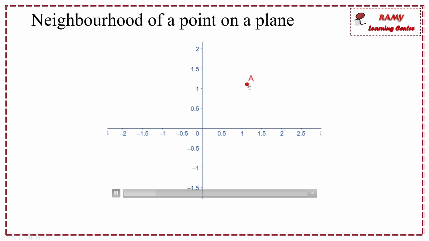And what is the neighborhood of a point on the plane? The neighborhood of this point on the plane is a set of points that lie around A. These points lie within and on the circle, where the radius of this circle is a very small number.